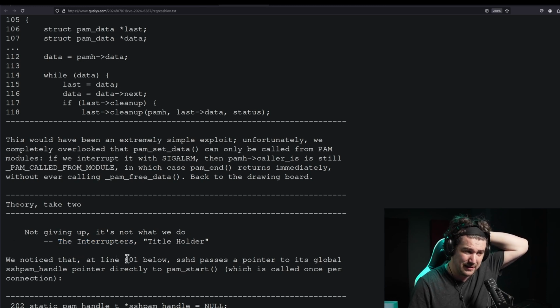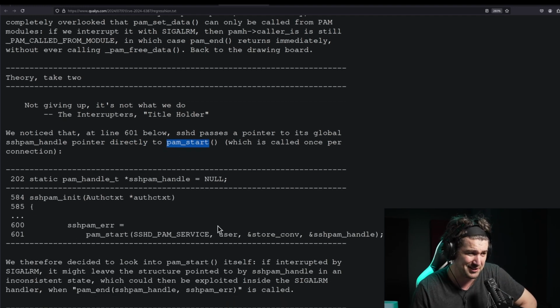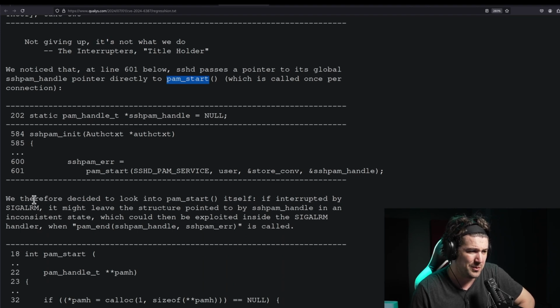We notice that at line 601 below, SSHD passes a pointer to its global SSH PAM handler pointer directly to PAM start, which is called once per connection. There's your PAM start per connection. We therefore decide to look into PAM start itself. If interrupted by sig alarm, it might leave the structure pointed to by SSH PAM handle in an inconsistent state, which could then be exploited inside of the sig alarm handler. When PAM end, the SSH PAM handle, SSH PAM error is called.